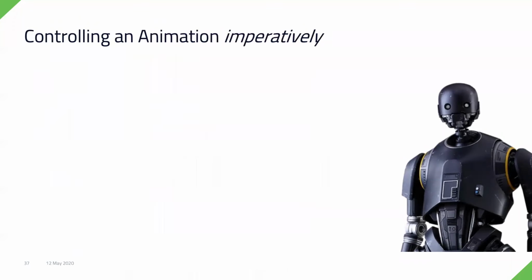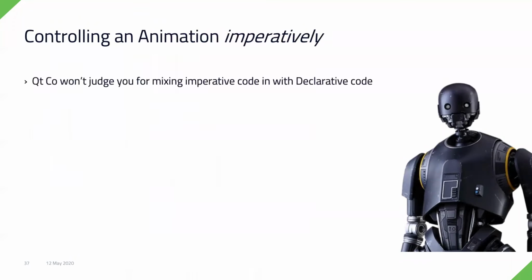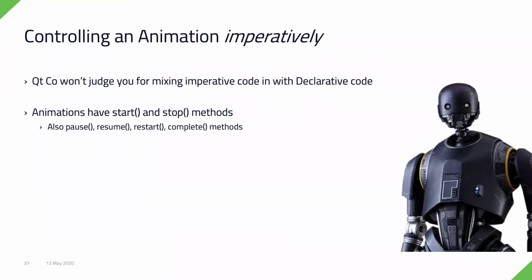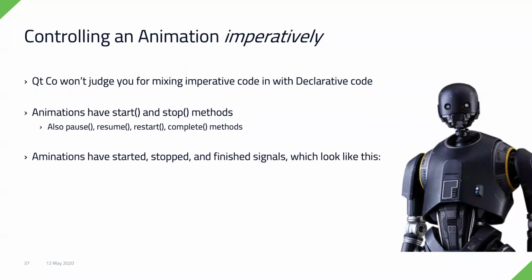Of course, you guys are all imperative programmers and declarative programming is new to you. Qt company won't complain if you mix imperative code with declarative code. You should do it in the right way, but of course, no application can be purely declarative code. And to make it easier though, animation objects have start and stop methods. They also have pause, resume, restart, complete, which you can take a look at later on. They also have equivalent signals, started, stopped, and finished signals, which look like, okay, that's not what they look like. That's a cue to remind me to show you a demo.